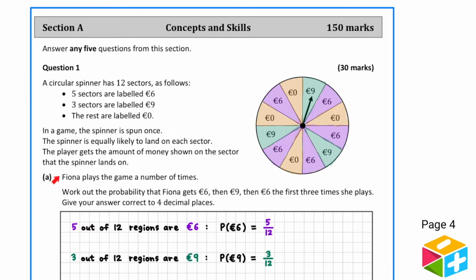In part A, we're told that Fiona plays the game a number of times. We need to find the probability that she gets a €6, then a €9, then a €6 the first 3 times she plays. 5 out of the 12 regions are labelled with €6, so on an individual spin, the probability you get €6 is 5 over 12. 3 out of the 12 regions are labelled €9, so on an individual spin, the probability you get €9 would be 3 over 12.